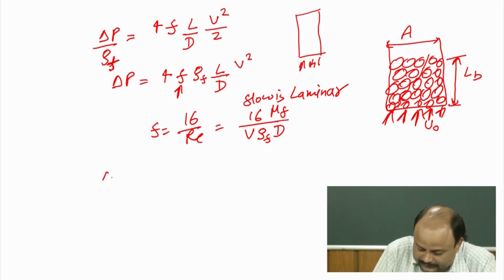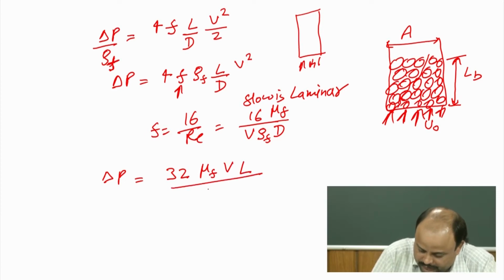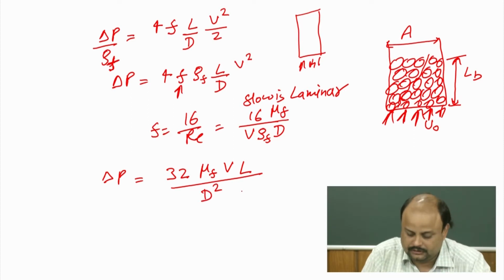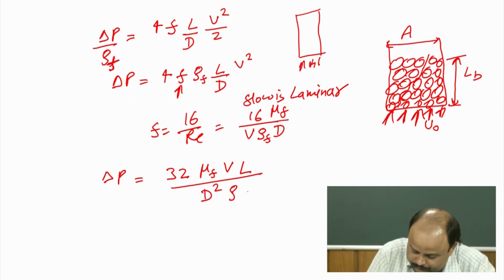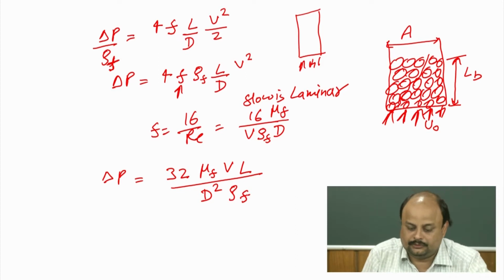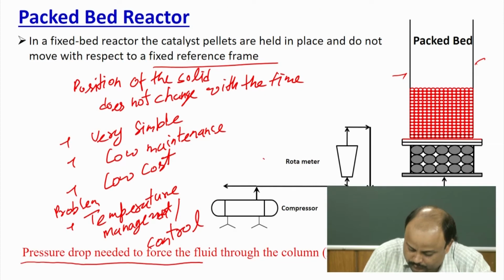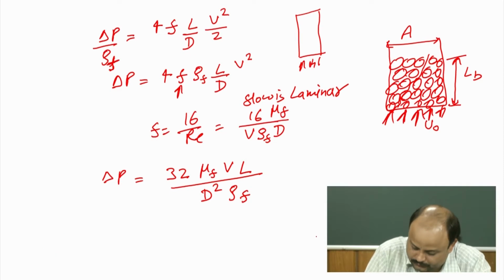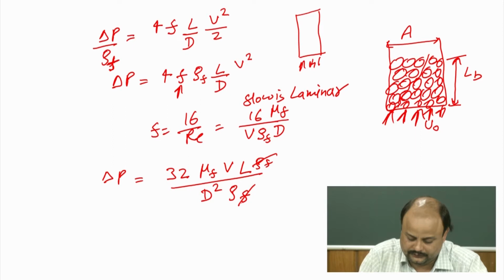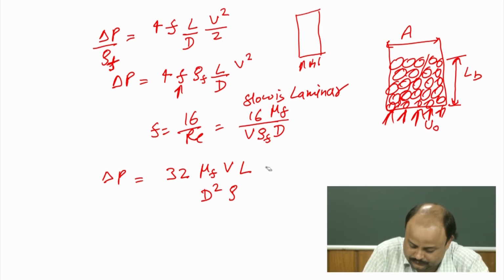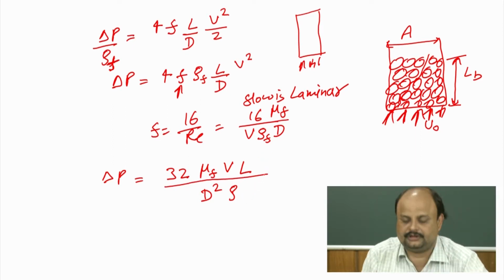So, I can modify this equation, and this equation will be 32 into mu of fluid into V into L upon d square into rho of fluid. So, that will be modified. Now, rho of fluid will be cancelled out, actually rho of fluid is here also. So, you can say that this will be the delta P equation.